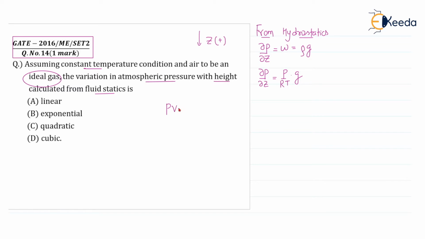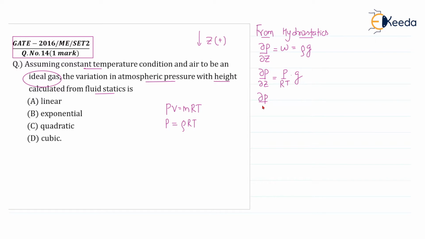Rho is equal to P by RT, from the equation PV equal to MRT, the ideal gas equation. PV equal to MRT, and P equal to mass by volume, that is your density, rho RT. So rho is equal to P by RT. From this equation we can write.